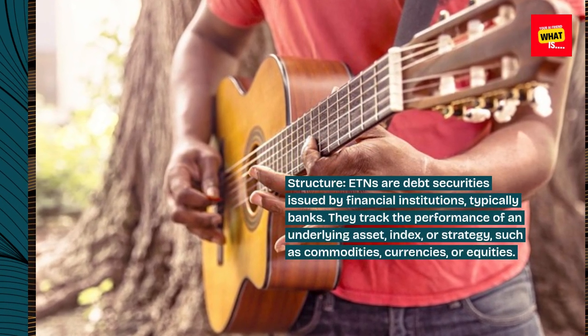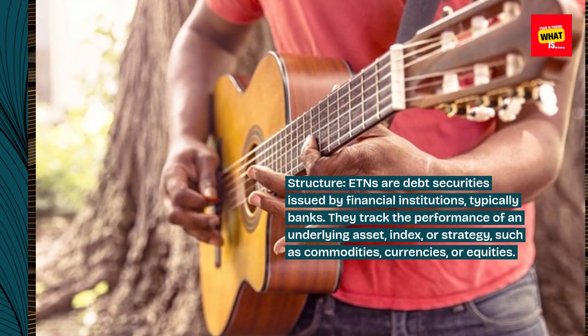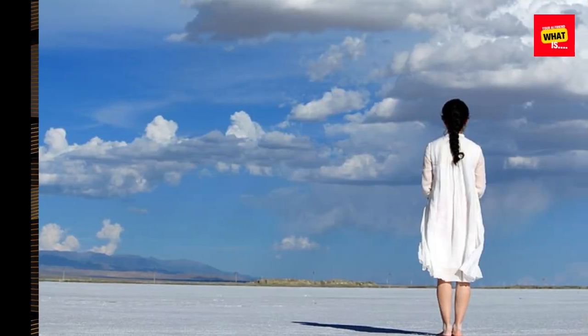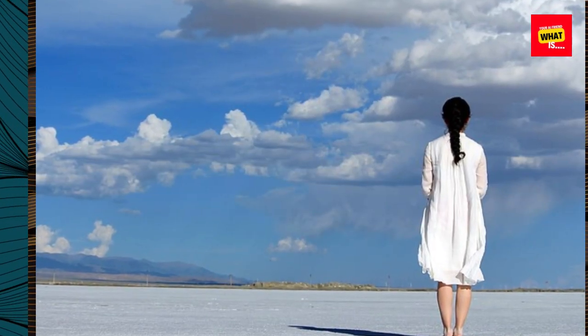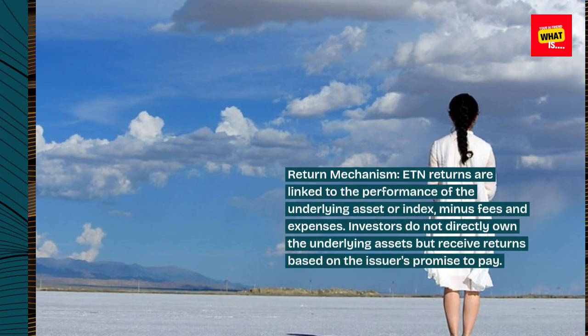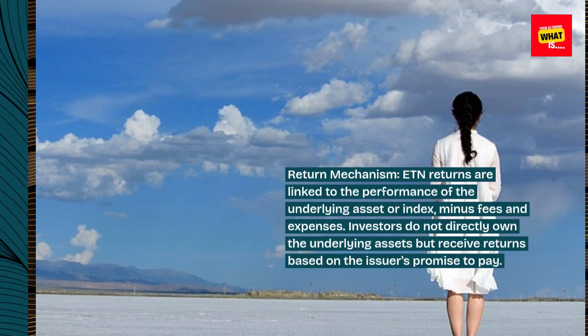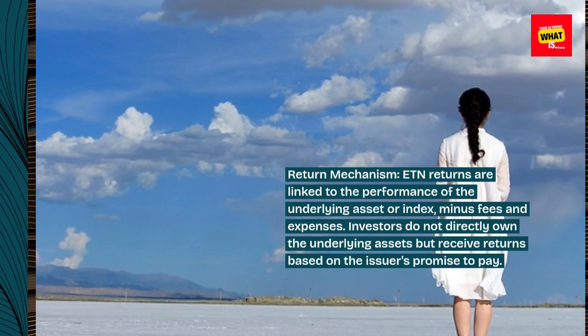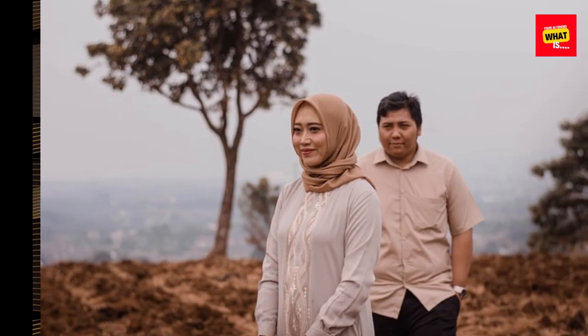They track the performance of an underlying asset, index, or strategy, such as commodities, currencies, or equities. Return mechanism. ETN returns are linked to the performance of the underlying asset or index, minus fees and expenses. Investors do not directly own the underlying assets but receive returns based on the issuer's promise to pay.